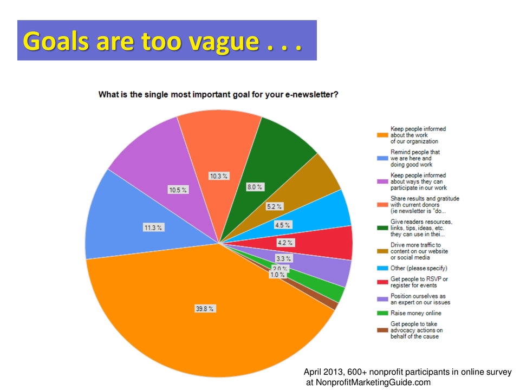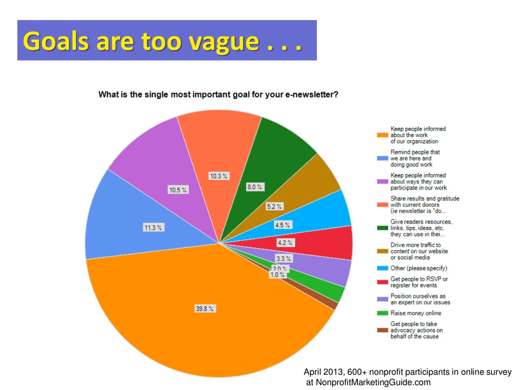This is from a couple of years ago when we surveyed over 600 nonprofits with the exact same question. And as you can see at that time, the majority, over half, if you look at the big orange slice and the big blue slice, were keeping people informed about our work and reminding people that we are here and doing good work. And those are both pretty vague goals and hard to measure against and not really focused on attracting people to you. Okay? Some of these other goals are actually better goals for a newsletter. We're going to talk about that in just a second.